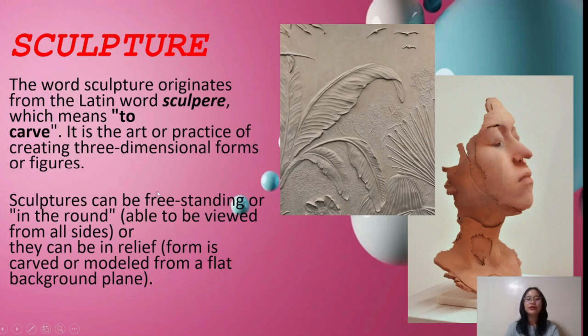Or they can be in relief. This is an example of relief sculpture. In relief sculpture, the form is carved or modeled from a flat background plane. Like in soap carving, it's an example of in relief sculpture. We cannot see the 360 view of the sculpture, but this is also a sculpture, carved from hard materials. It is also sculpture, guys.